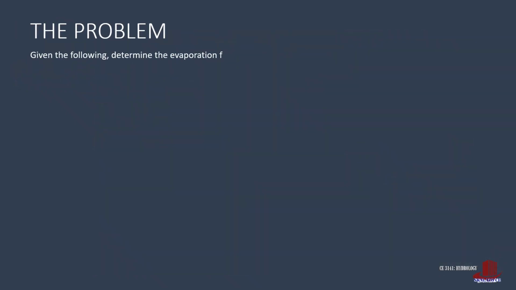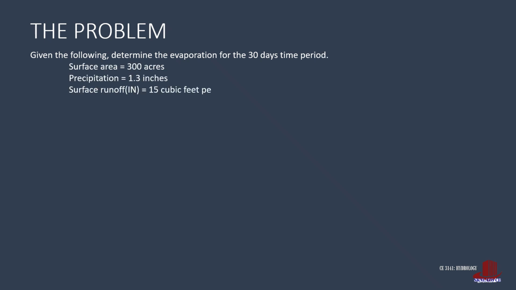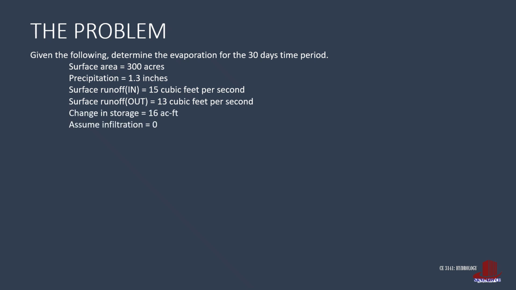The first example simply provides parameters to be plugged in the water balance of a certain catchment area of 300 acres. The task is to determine the evaporation in a 30-day period. Precipitation is 1.3 inches. Surface runoff inflow is 15 cubic feet per second, while outflow is 13 cubic feet per second. The change in storage is 16 acre-feet, and it is also stated that infiltration is taken as 0.